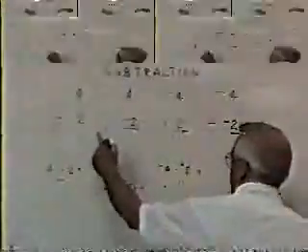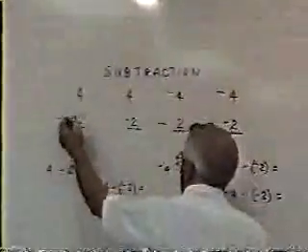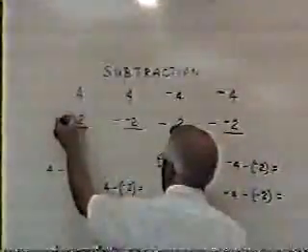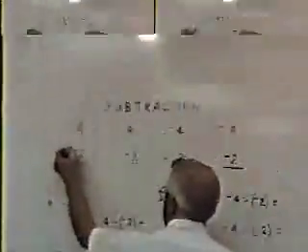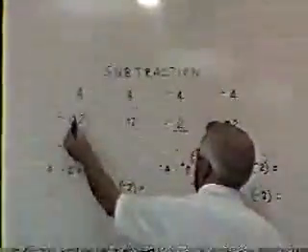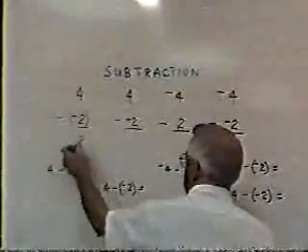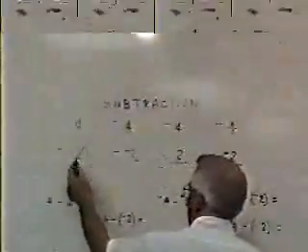All right, so here's the rule for subtraction. The rule for subtraction is change the sign of the bottom one and add. Change the sign of the bottom one and add. Now, how do we add 4 and a -2? The answer is to subtract the numbers, take the sign of the largest, which is the 4.